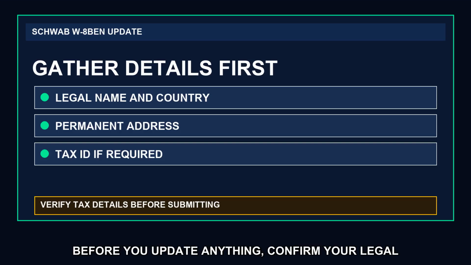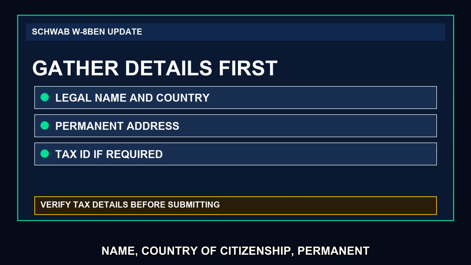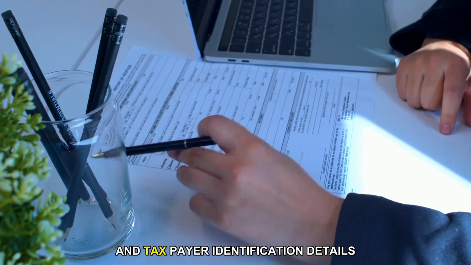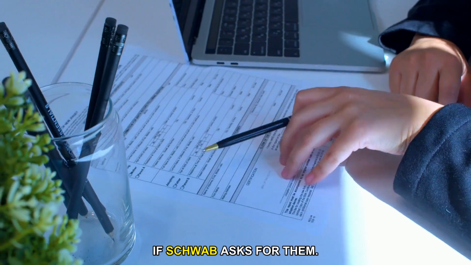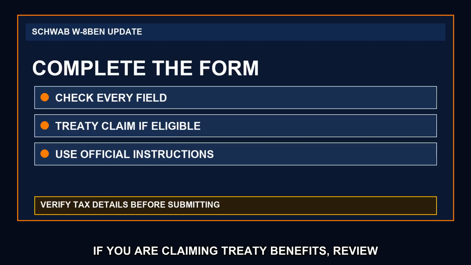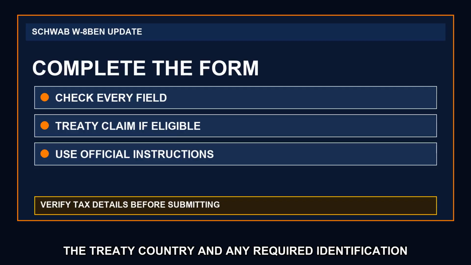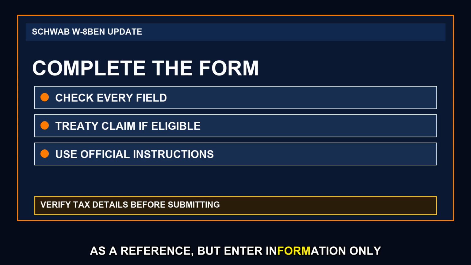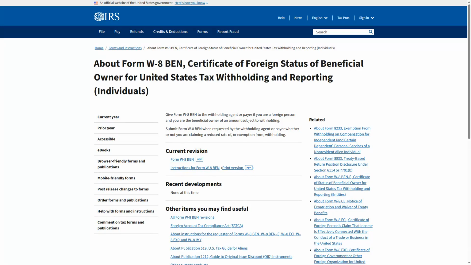Before you update anything, confirm your legal name, country of citizenship, permanent residence address, mailing address, date of birth, and taxpayer identification details if Schwab asks for them. If you are claiming treaty benefits, review the treaty country and any required identification fields very carefully. Use the official IRS W-8BEN instructions as a reference, but enter information only through Schwab's secure account form or the official document process Schwab provides.